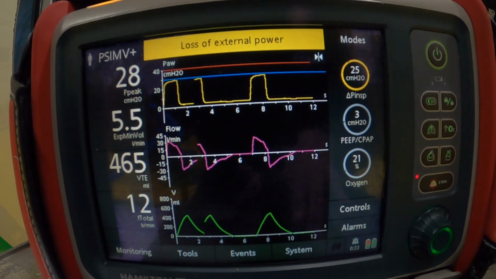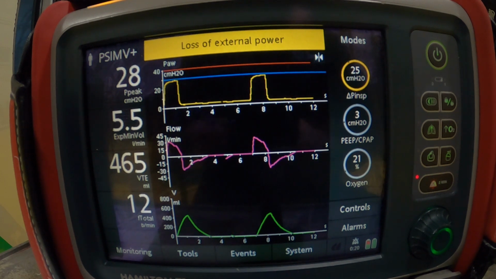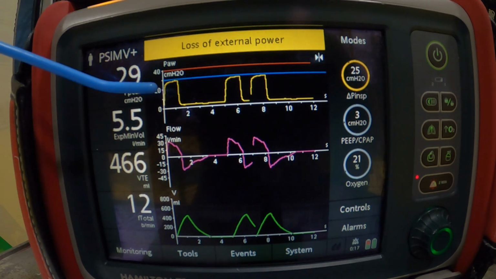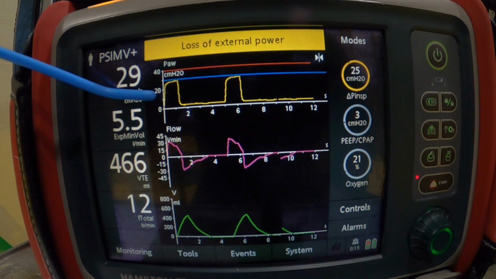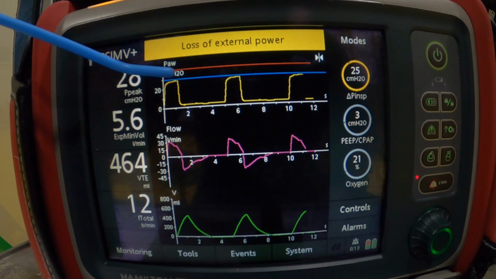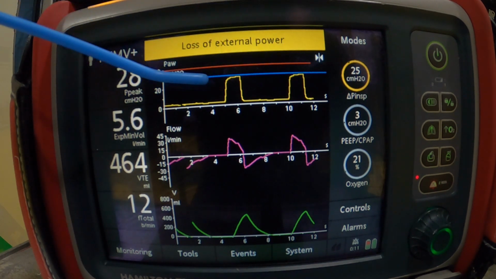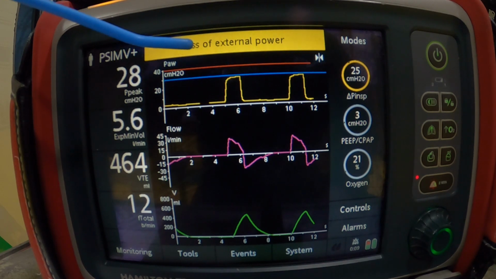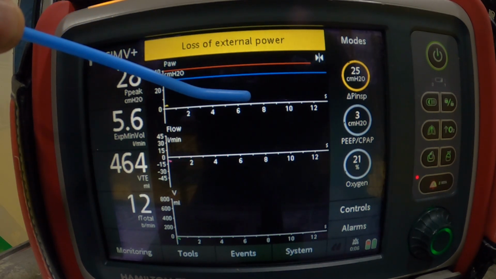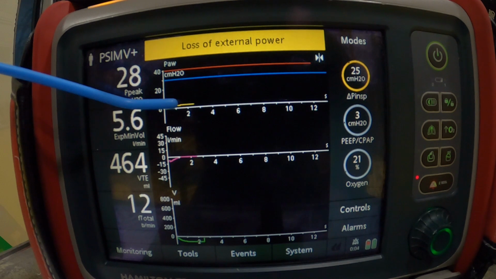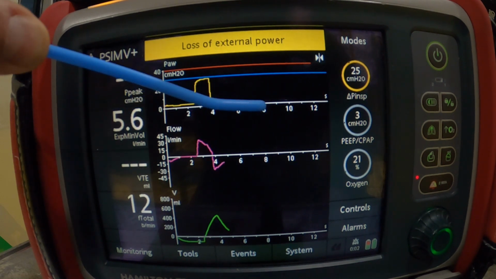So I want to go over the waveforms, give you a quick heads up on what these are showing you. The top is our pressure, so we can see that we're not exceeding the 30 because this blue line across the top is 30. So we're going right up to 30, we're not exceeding it, and then we're coming back down and we're maintaining that PEEP of 3. That's why we're not making it back down to this neutral line here.